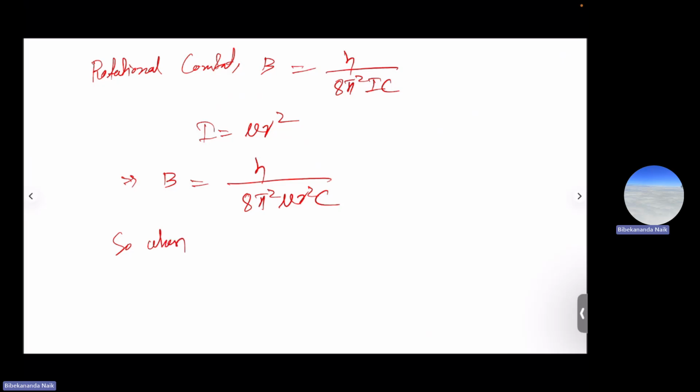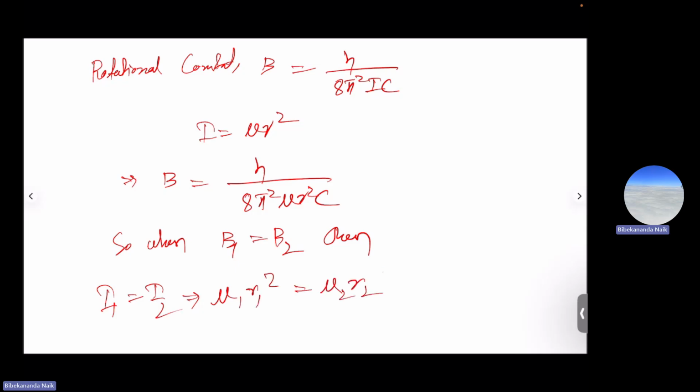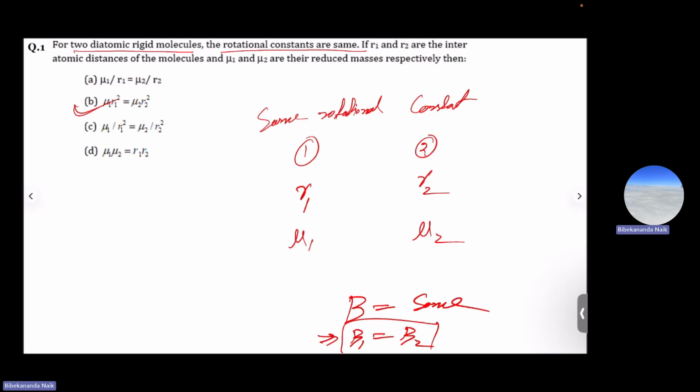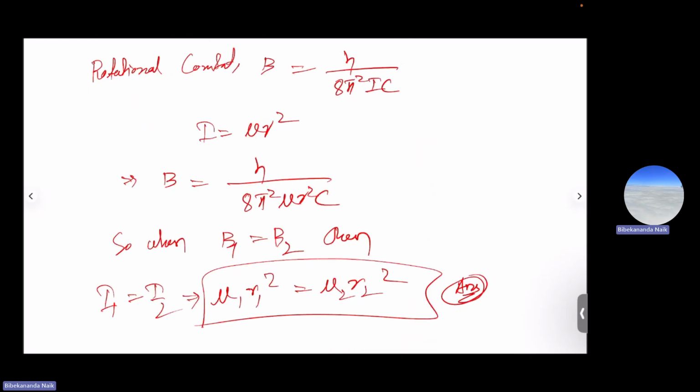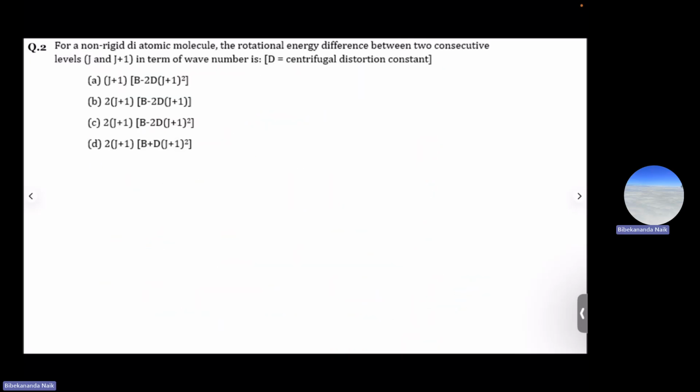So when B1 equals B2, then we have I1 equals I2, that implies mu1 R1 square equals mu2 R2 square. So the correct answer will be option B, mu1 R1 square equals mu2 R2 square. Now I move to question number 2. I hope this was clear to everyone.